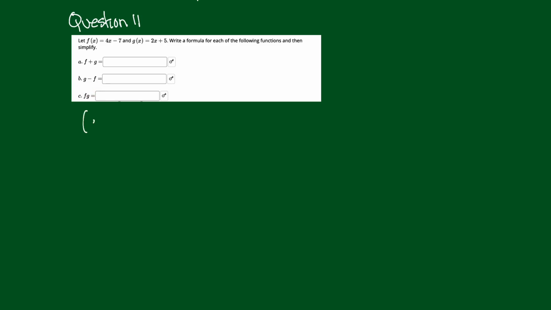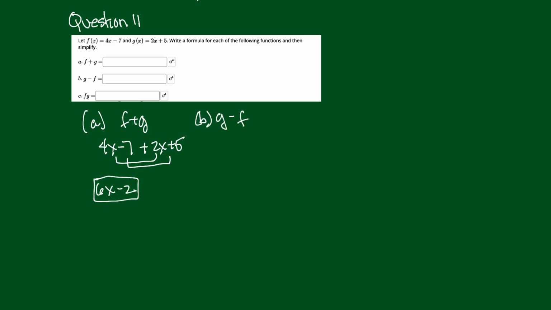In part A, if we do f plus g, f is 4x minus 7 plus g, which is 2x plus 5. Add them together: 4x's and 2x's make 6x. Negative 7 plus 5 is negative 2. Part B, g minus f.